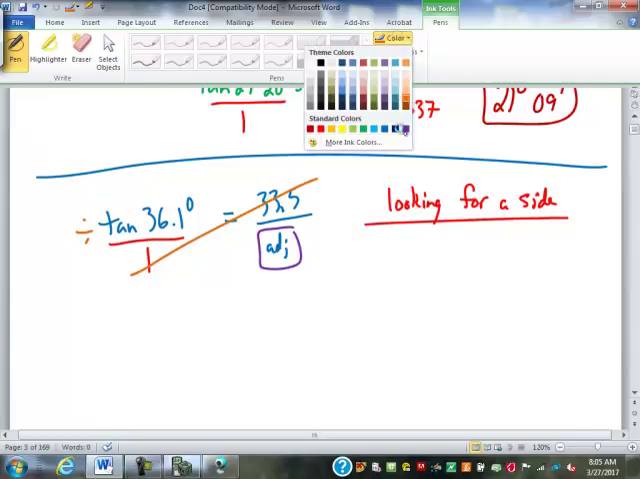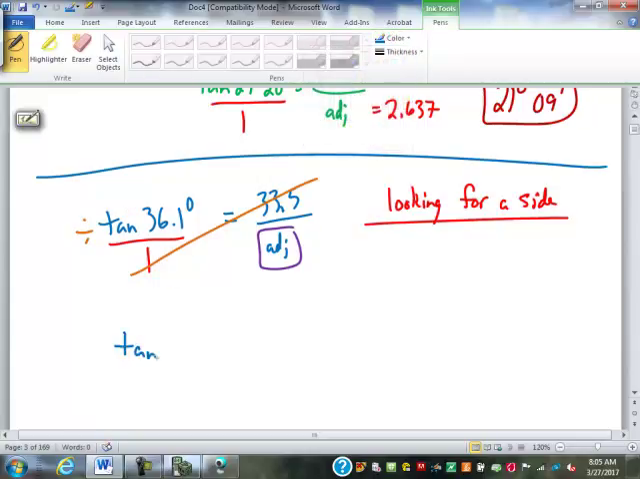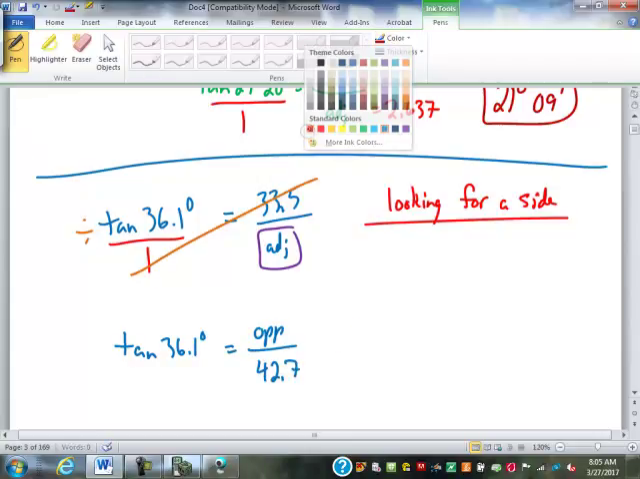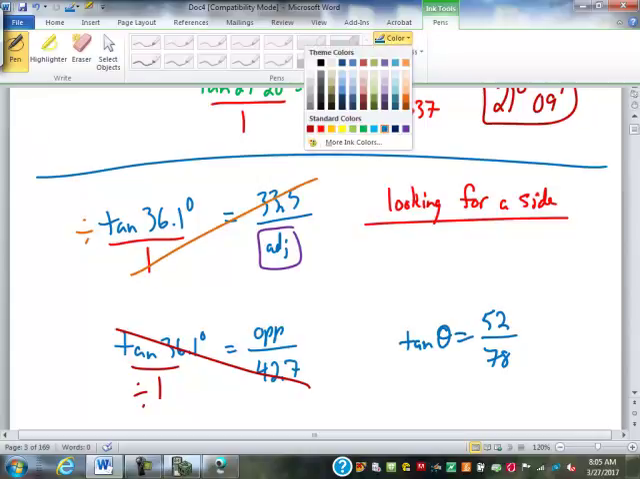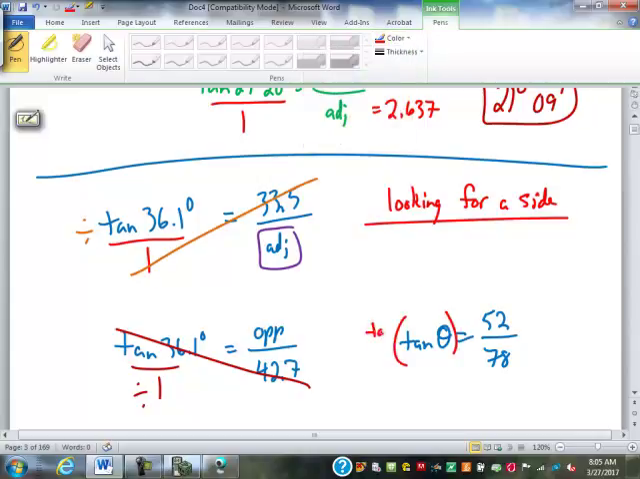If the missing number were on top, let's say this was 42.7 or whatever. So now I gotta put this over 1. Here's my diagonal. I multiply those and divide by 1, or just multiplying. Then of course the third case is if I was looking for the angle. Then if I'm looking for the angle, then it's an inverse trig. So it's a tangent, so I do an inverse tangent.